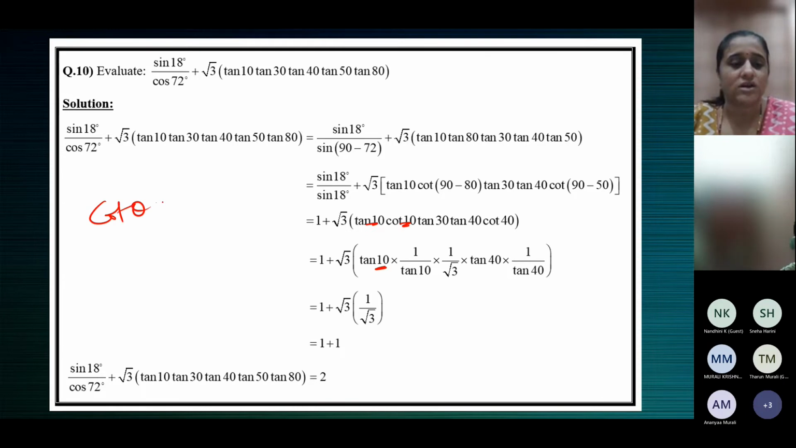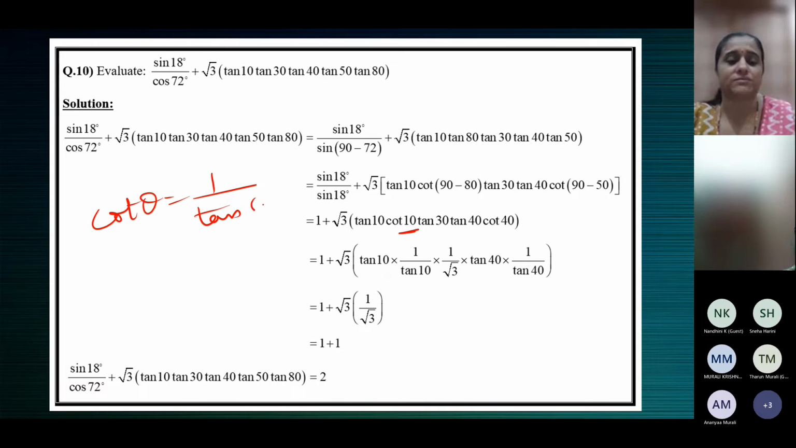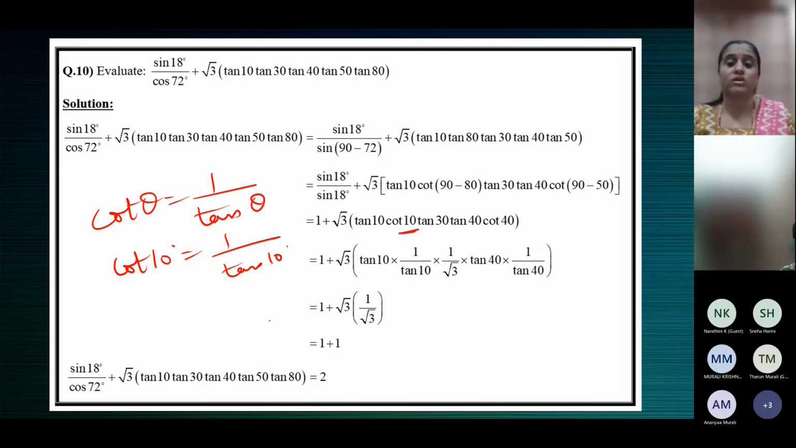What is cot theta? Cot theta is 1 by tan theta. Now using reciprocal ratios. In the earlier step, we used complementary ratios. Here, after using complementary ratios, we're using the reciprocal ratios. What is cot 10 degrees? Cot theta is 1 by tan theta. So cot 10 degrees is 1 by tan 10 degrees. So tan and tan gets cancelled. Tan 30 degrees from the table is 1 by root 3. Now tan 40, cot 40.